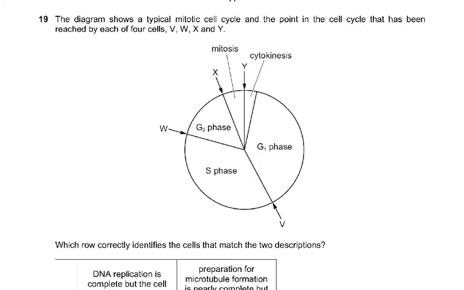Question number 19. The diagram shows a typical mitotic cell cycle and a point in the cell cycle that has been reached by each of the four cells V, W, X, and Y. So we have G1 here. We have cytokinesis here. We have mitosis between X and Y, which means prophase, metaphase, anaphase, and telophase. And then we have S phase where DNA replication is going to take place. So DNA will replicate here.